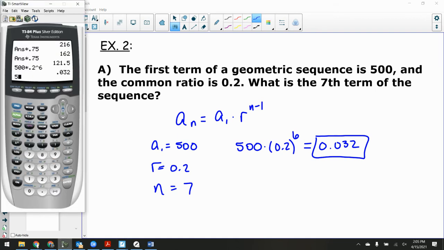Try it out. We got 500 times 0.2 times 0.2. Gotta let it catch up. Oh, one more time. There it is. I did that 7 times. Okay. All right, let's take a look at another one.